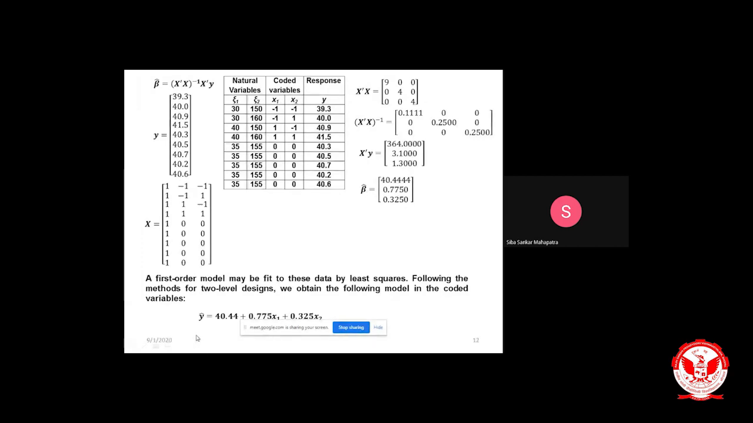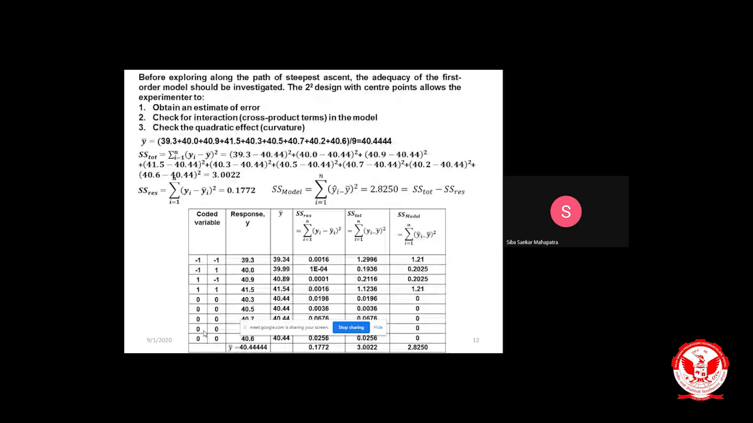So we got an equation: 40.44 as beta 0, plus beta 1 is 0.775 x1, plus beta 2 is 2.325 x2. This is the linear equation we have got at present for this experiment. Now we have to check whether this linear model is really workable or not, whether it is really good or not.